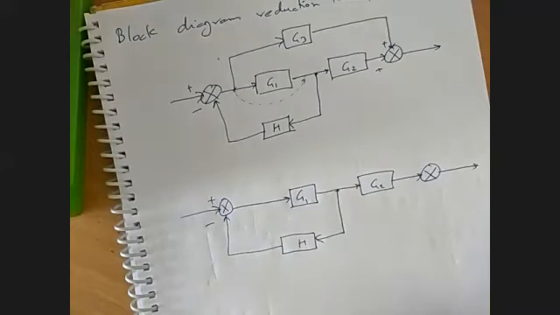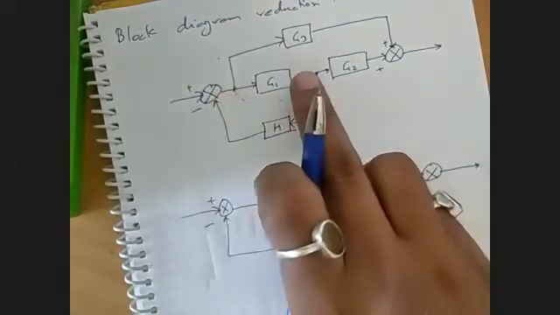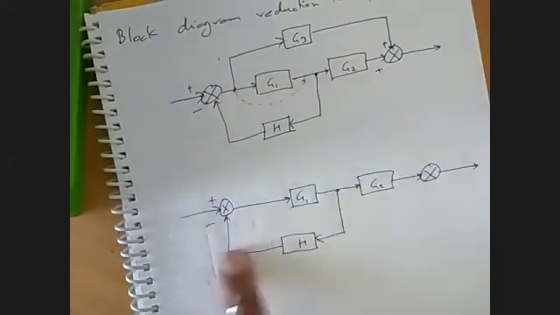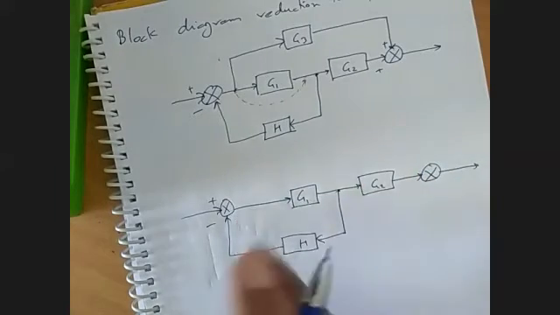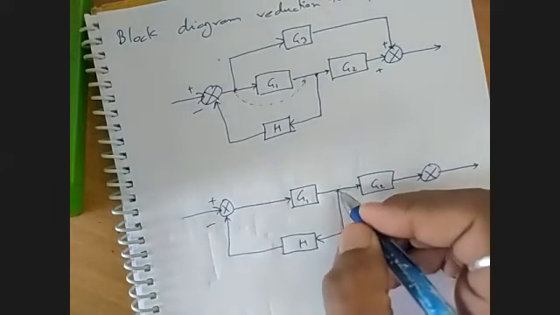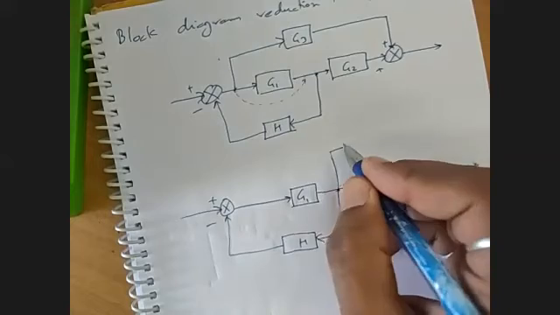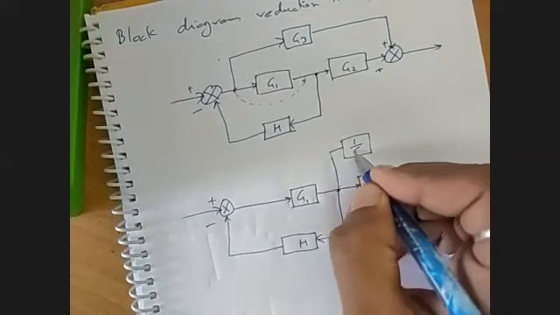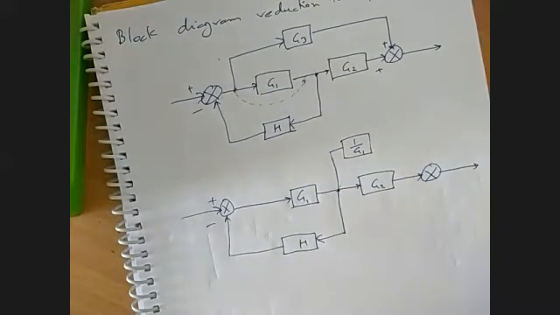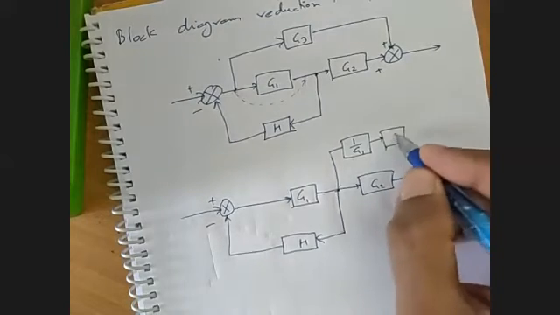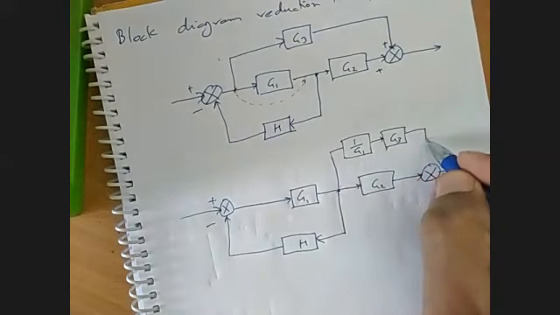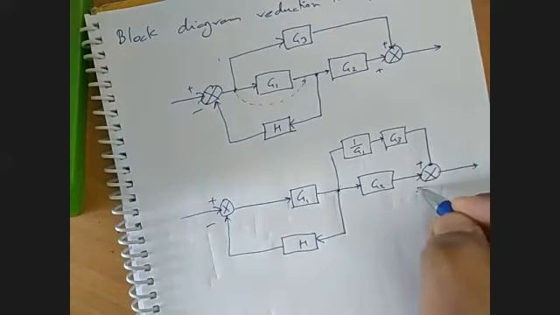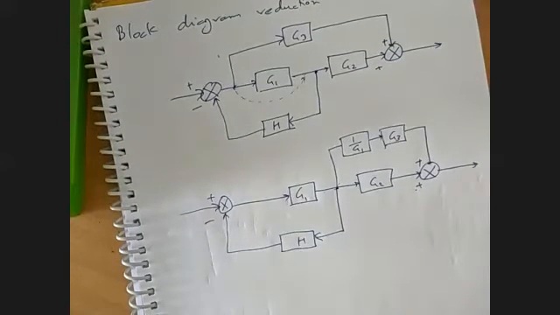So first we have drawn the part which is not changed. We have taken this takeoff point from this to this. So this part is not changed. So this part will remain same. Now we will be taking this point from this to this. That means we have to connect a block of 1 by G1 here. And then it will be G3, plus and plus. Any confusion?